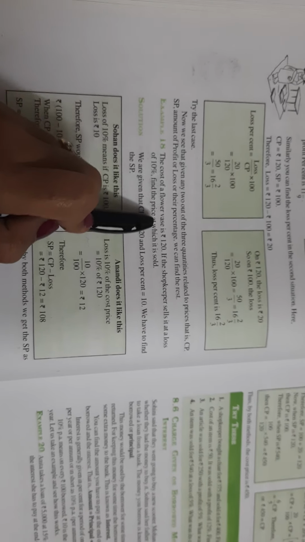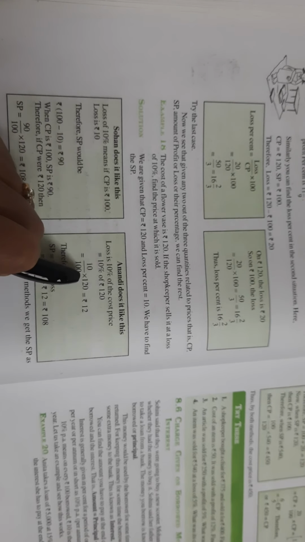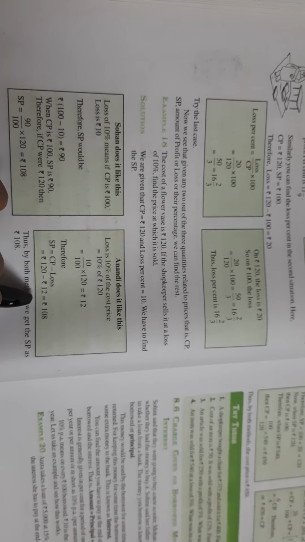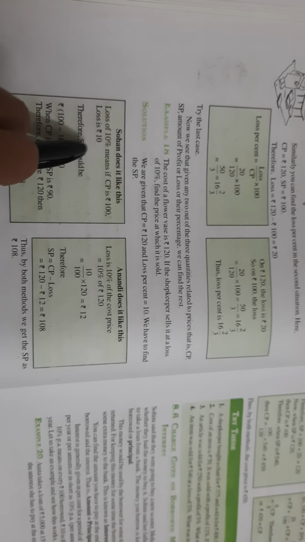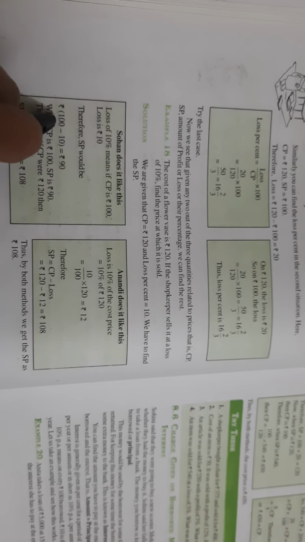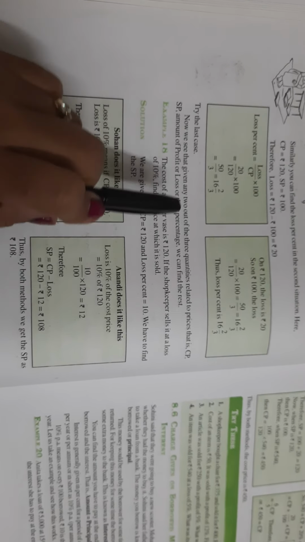So finally, at what price has he sold? 120 minus 12 because it was loss. So from the cost price, 12 rupees will be subtracted, it comes to 108. Now we have just read there is another formula that selling price would be what? He has made a loss of 10 rupees.